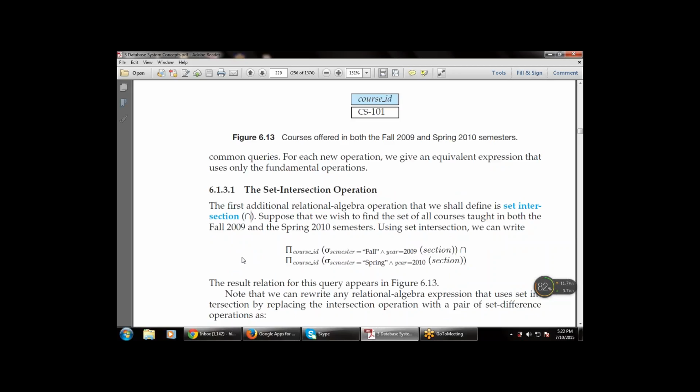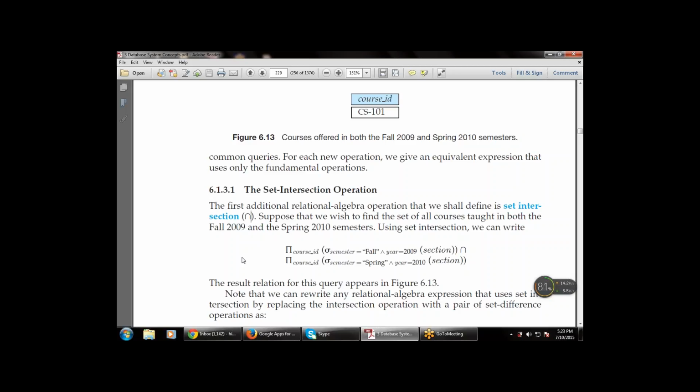Using set intersection, we can write pi course ID, with the condition that semester equals fall and year equals 2009, and the argument is the table name section. The pi displays the results: the course ID, where semester equals fall and the year equals 2009, from section. Section is the name of the table.